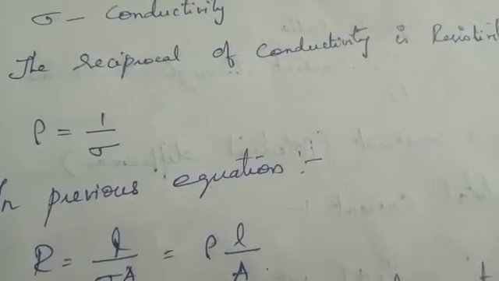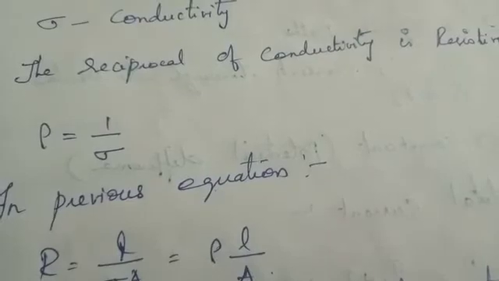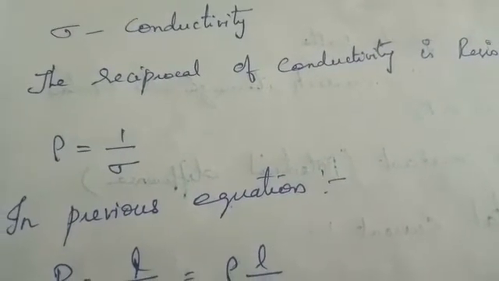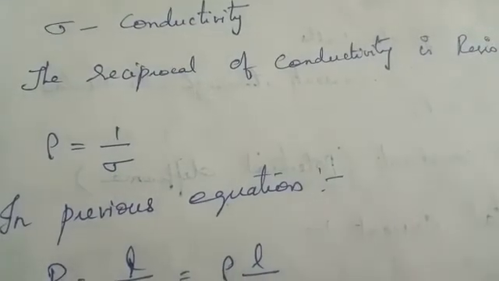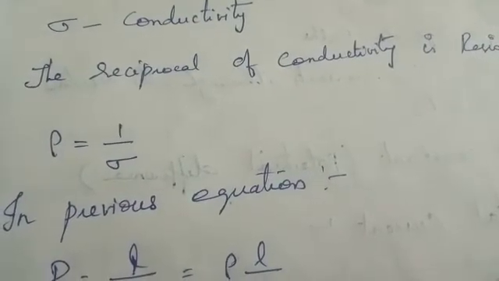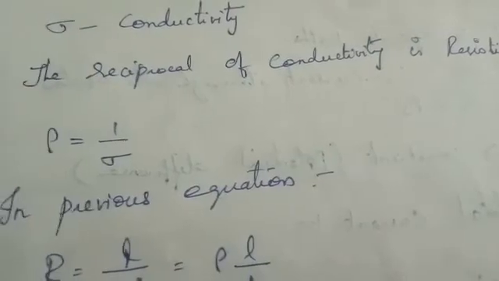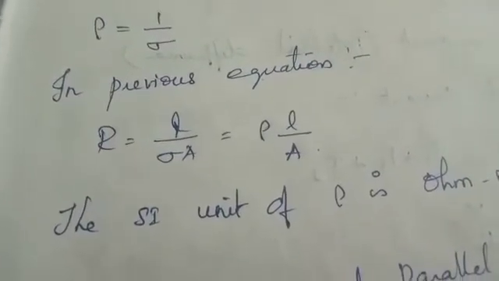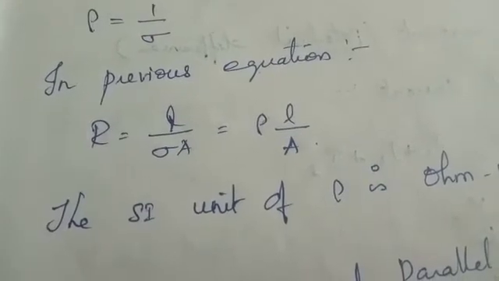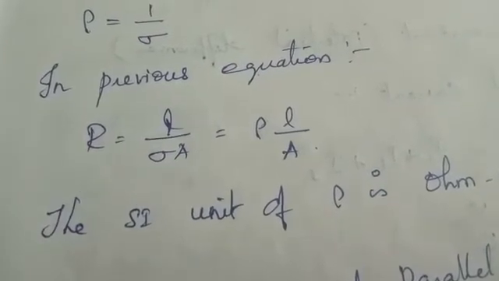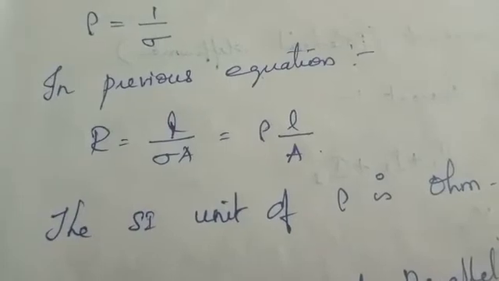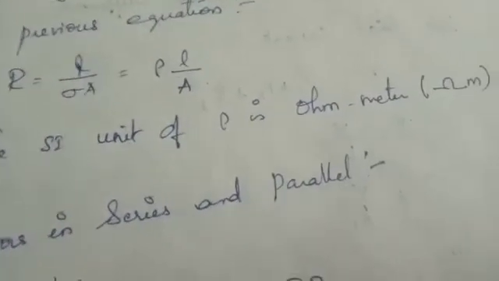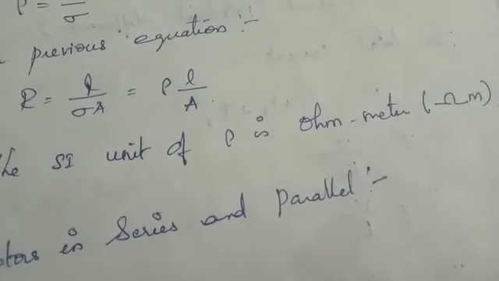It can lower the current value, resist, to stop. Sigma, conductivity, is able to allow the free electrons. So conductivity is sigma, and rho, the reciprocal of the conductivity, is called the resistivity. So in the previous equation, R is equal to L by sigma A, where 1 by sigma is considered as rho, called resistivity. The SI unit of rho is ohm meter, or we can use the symbol omega m.